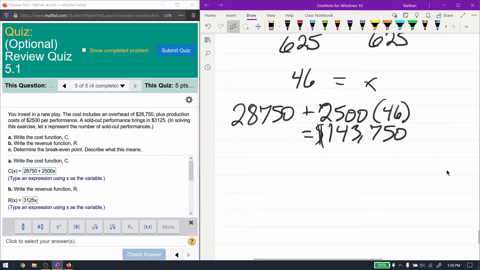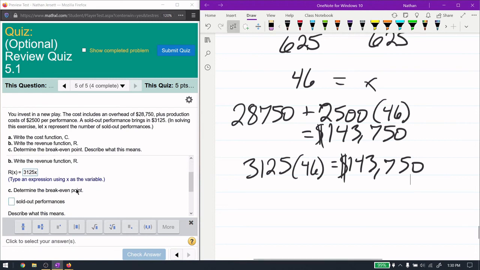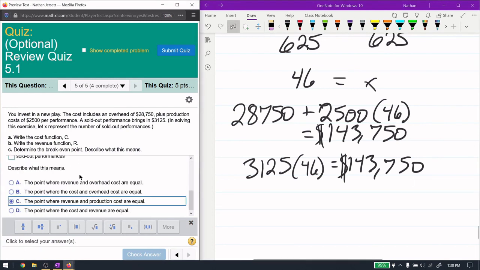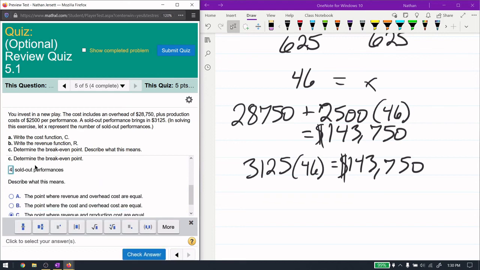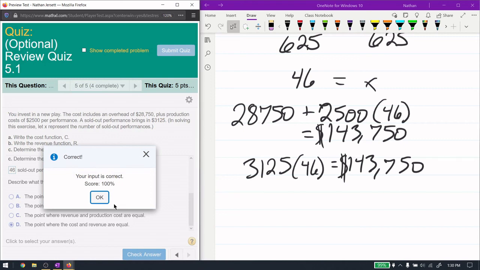And if we sell out 46 plays, 3125 times 46. Yes, we get the exact same number, which is what you should get: 143,750. So the number of sold out performances that we want is 46. Check the answer. That's all correct.